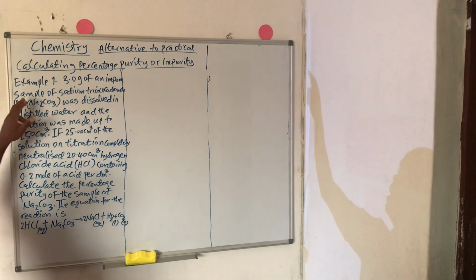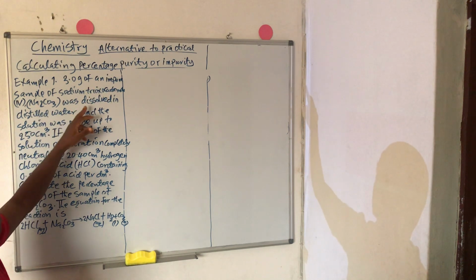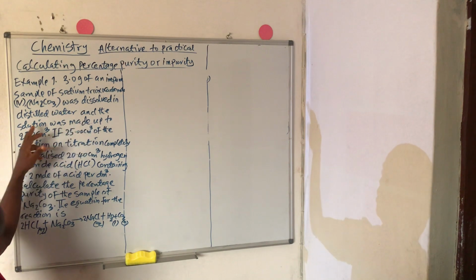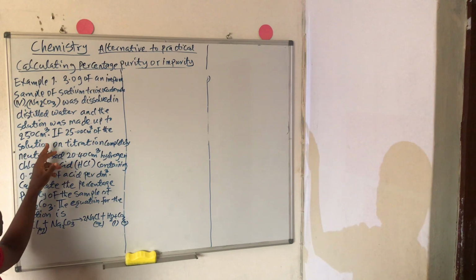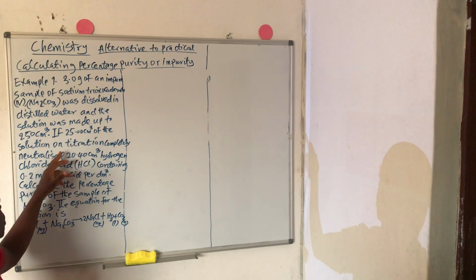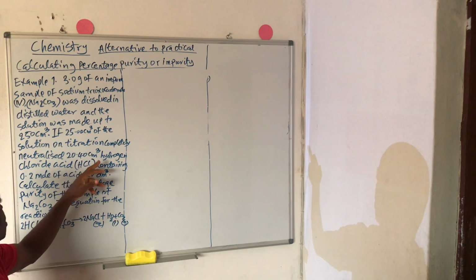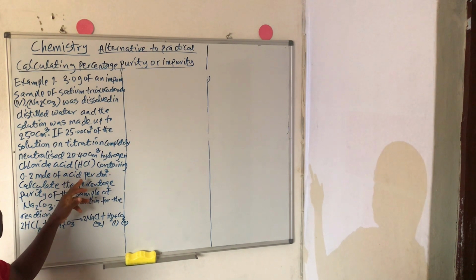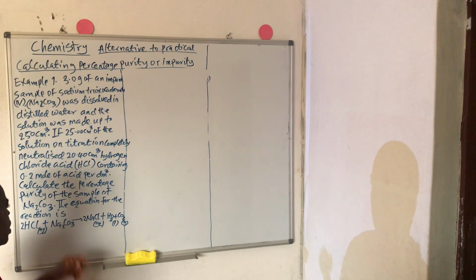The question is saying 3.0 gram of an impure sample of sodium trioxocarbonate(IV), which is Na2CO3, was dissolved in distilled water and the solution was made up to 250 cm3. If 25.00 cm3 of the solution on titration completely neutralized 20.40 cm3 of hydrochloric acid containing 0.2 mole of the acid per dm3, you should calculate the percentage purity of the sample of sodium trioxocarbonate(IV).